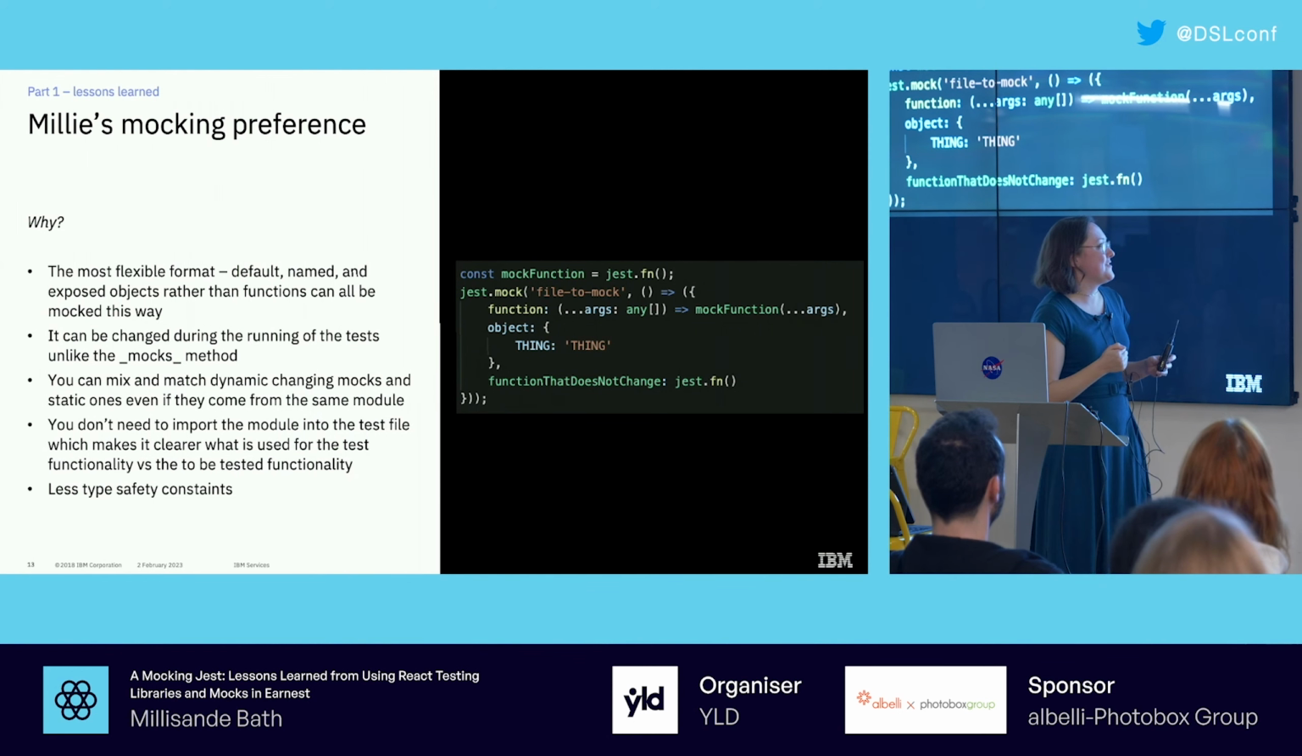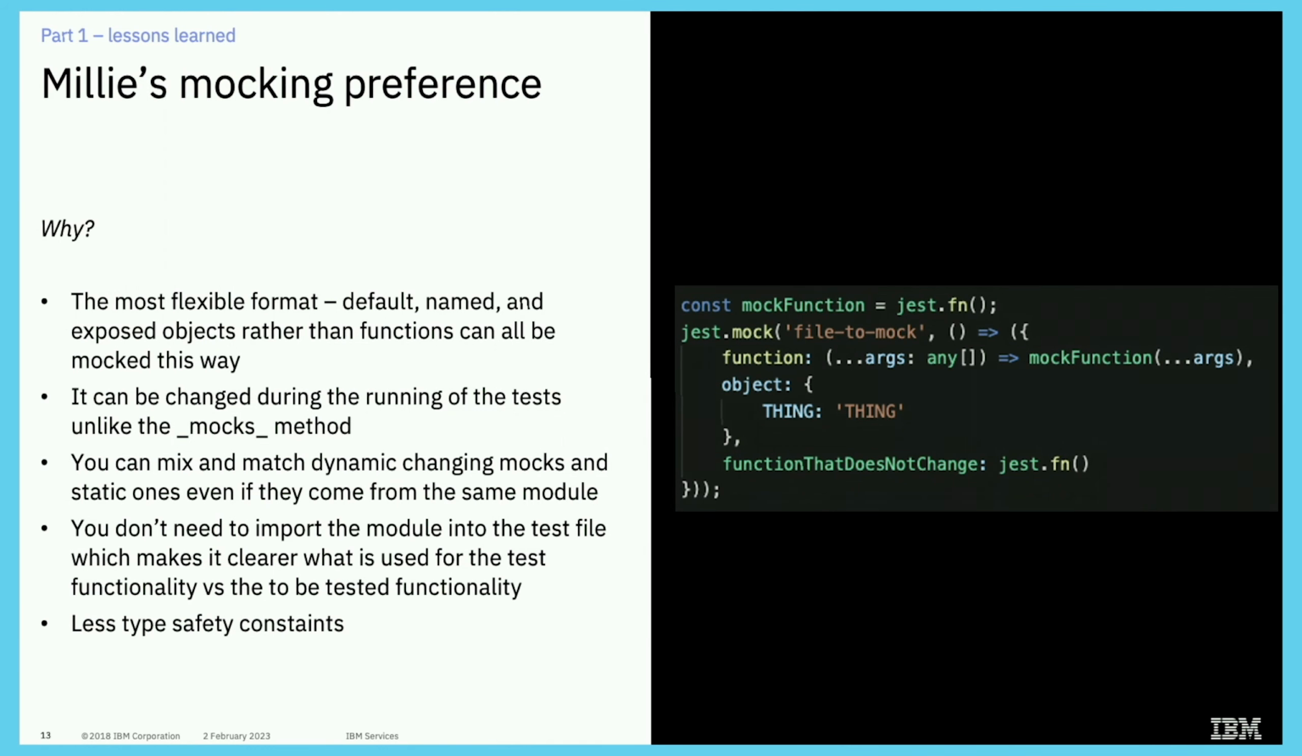So the factory function, I like it because it's the most flexible. You can do dynamic mocks, so you can reassign the mock as you're going, which is what I'm doing here. Just remember to always call the thing you're reassigning a mock function, because if it doesn't start with mock, the factory function doesn't like it. You can also do static mocks, so you never have to change it. You can also mock objects, and this is the only one that lets you mock an object.